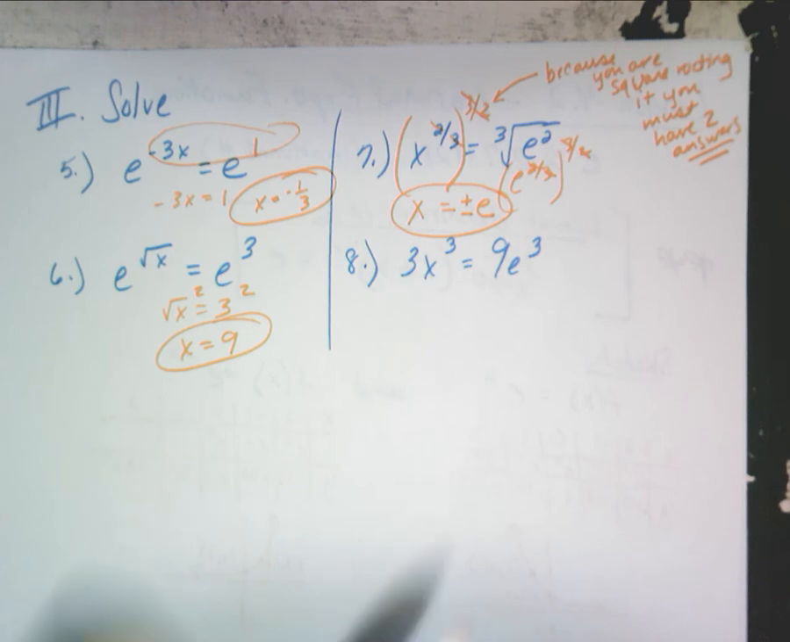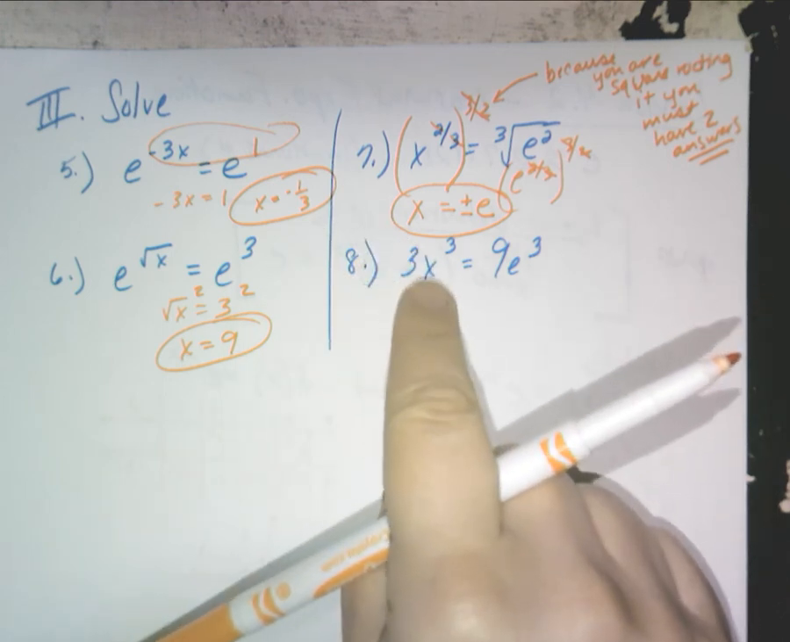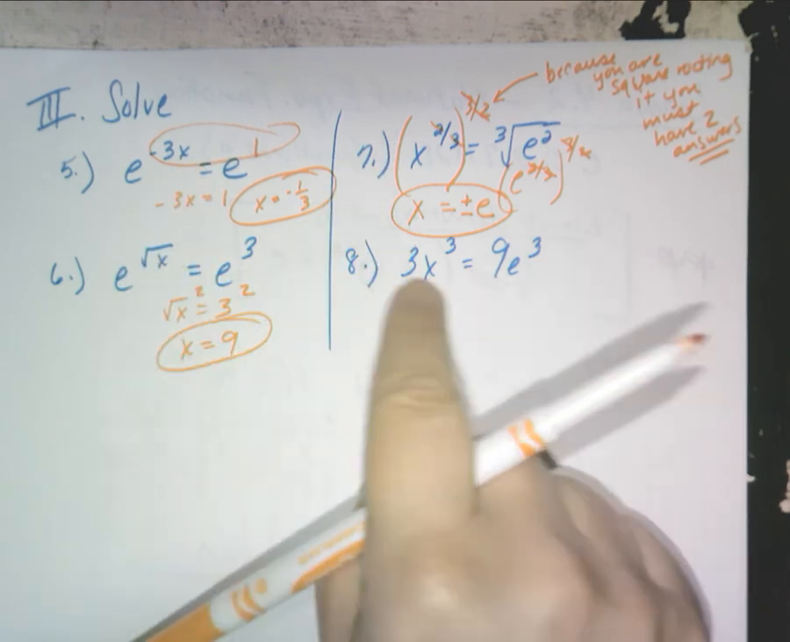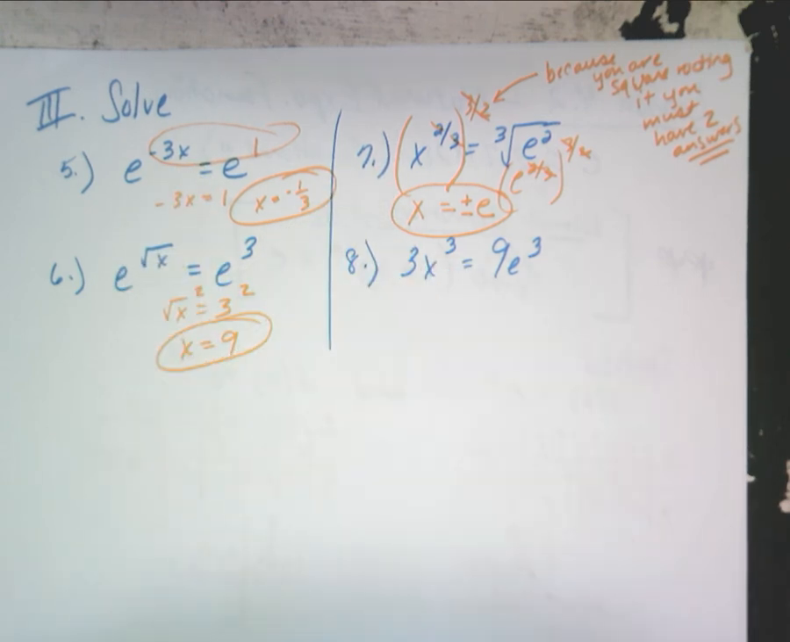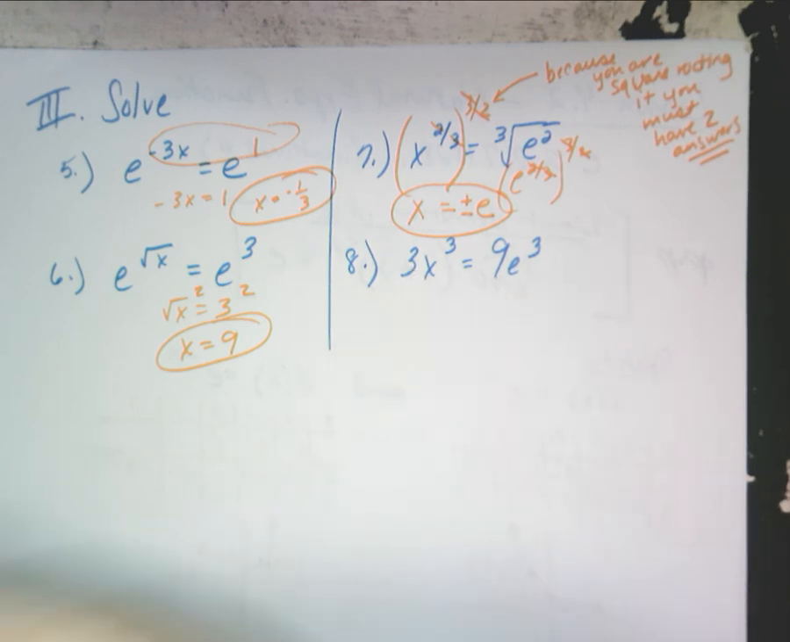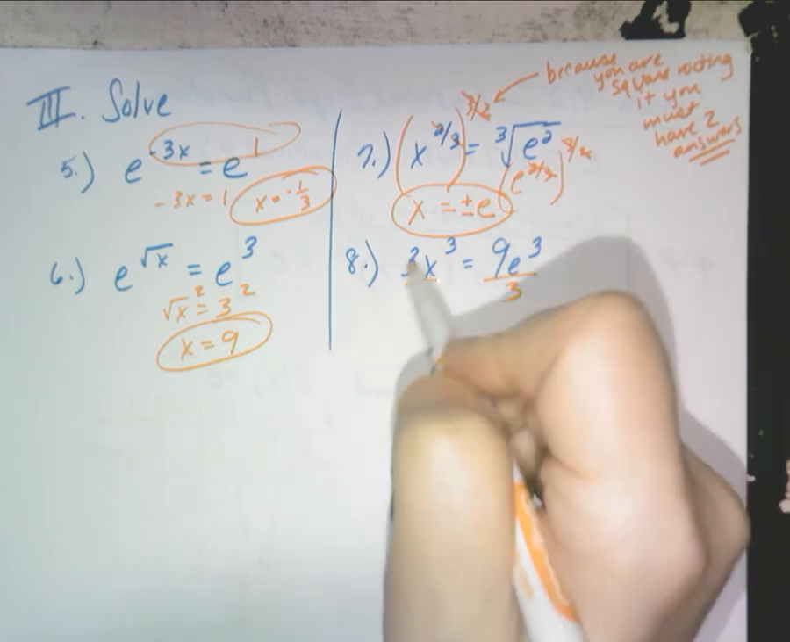All right, and then this last one, again, your job is to get X by itself. Since it's not in the exponent, you can solve it like you normally would since Algebra 1. I don't like that 3. Can I divide both sides by 3? Sure can. Divide by 3.